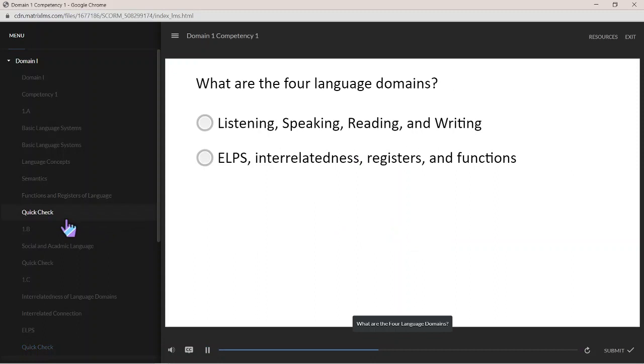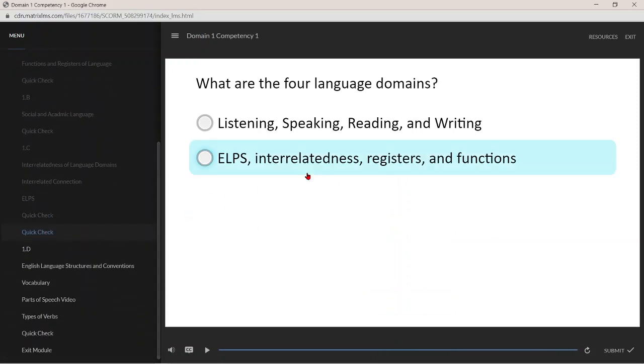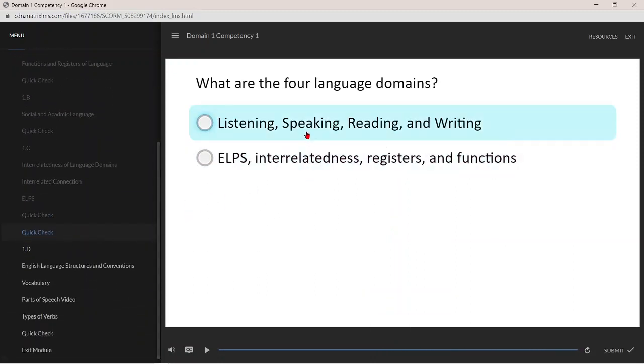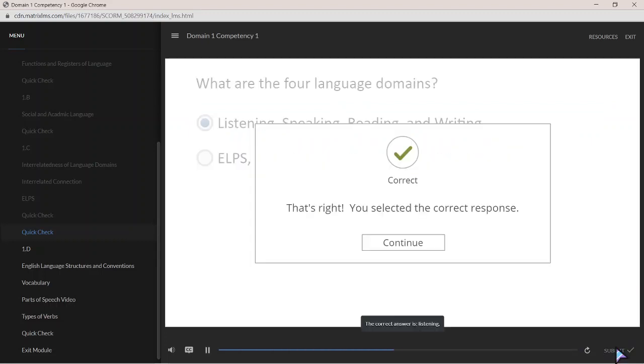What are the four language domains? The correct answer is listening, speaking, reading, and writing.